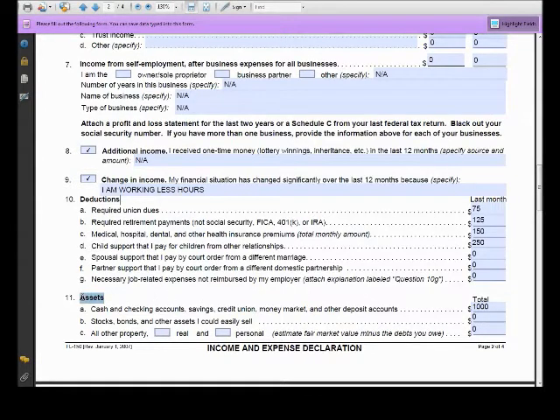Section 11 asks about your assets, including cash, stocks, and property. This section only has 3 lines. Remember to enter NA or 0 as appropriate.